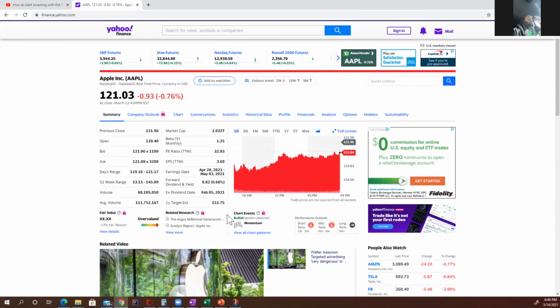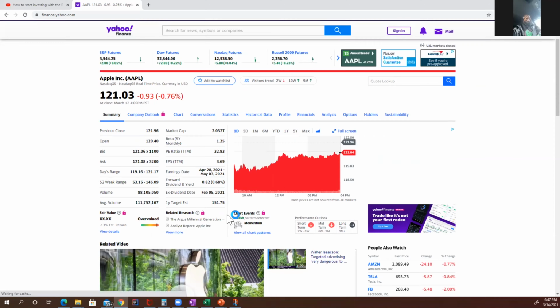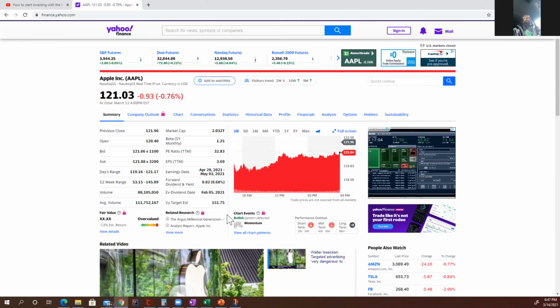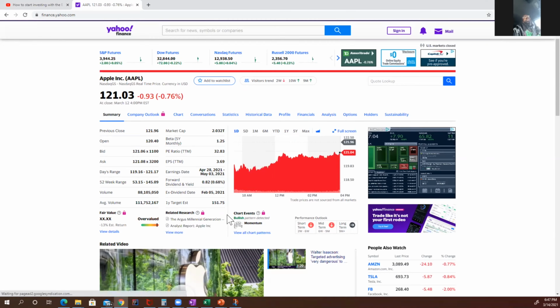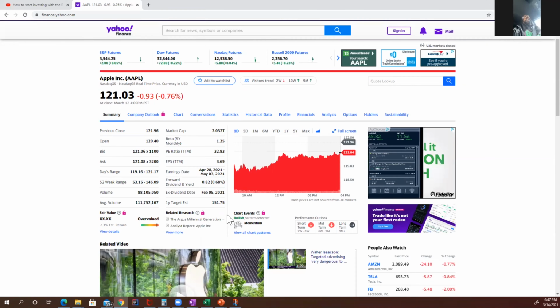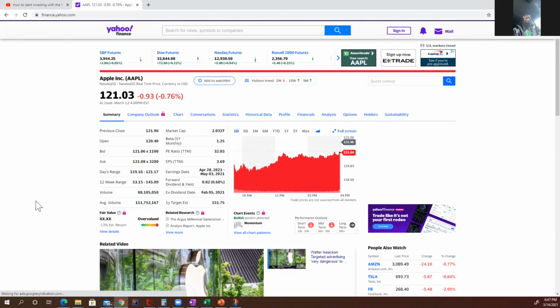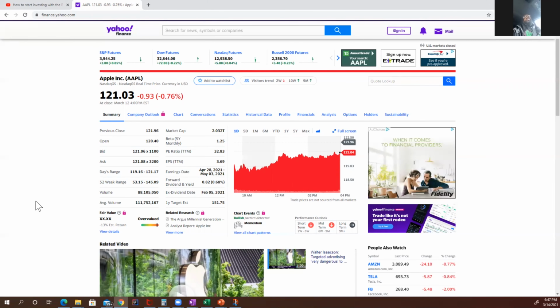I just want to add something quickly too, and this is where it goes back to doing research. Even though Apple is showing you 121, they did a stock split last year. They actually got up to about 500 and something dollars a share. And what they did was a stock split. And so right now they're showing you 121. This is the reason why they're worth trillions of dollars.